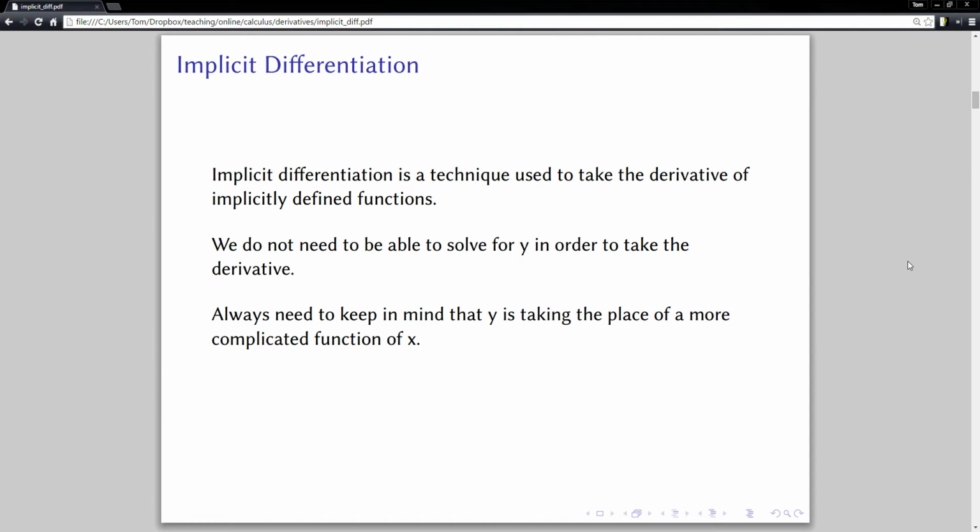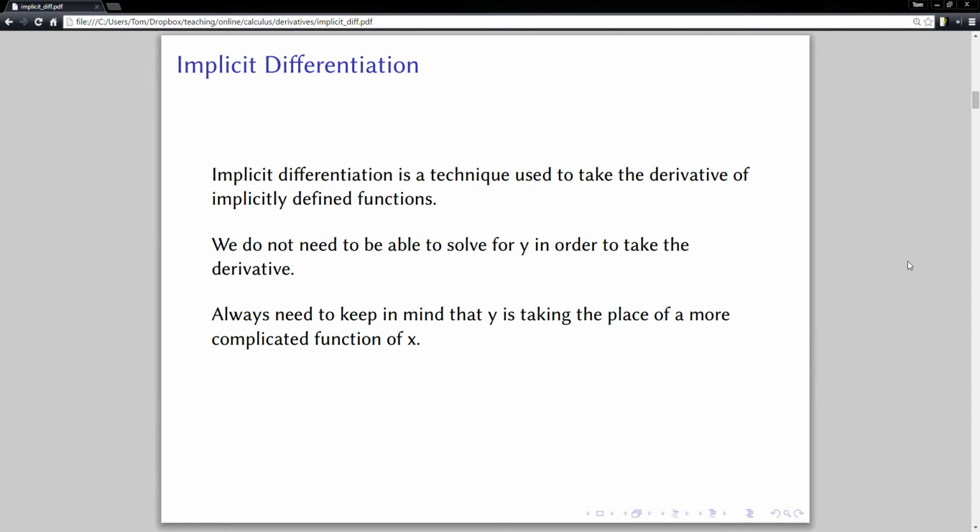And one of the things that you always need to keep in mind, right, is that the variable y in these equations, it's best to think about it as taking the place of some more complicated function of x. If you kind of don't internalize that part, then it's going to seem a little mysterious. So always keep that in mind. When y is in there, it's some more complicated formula.